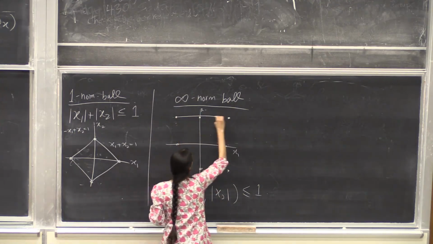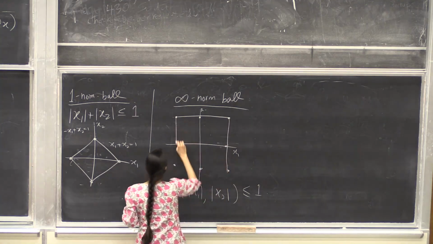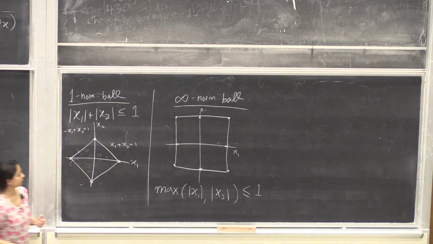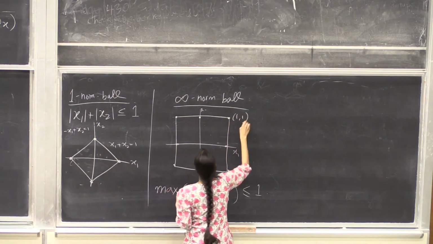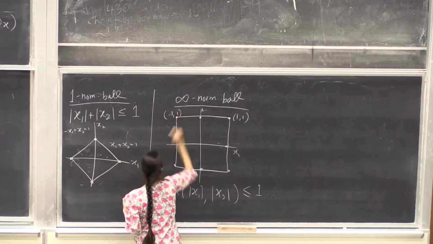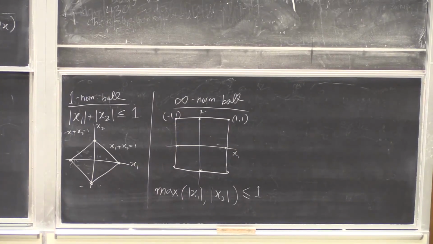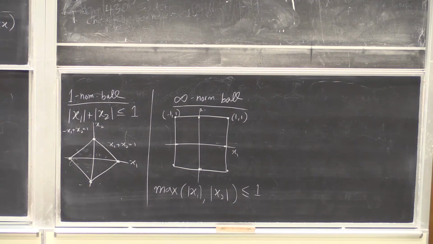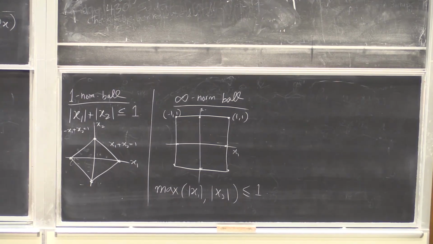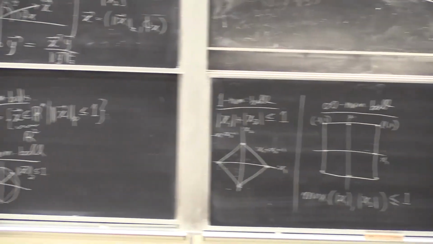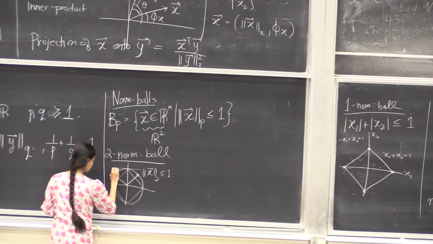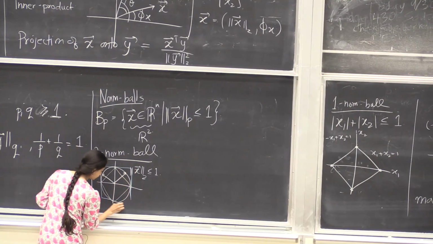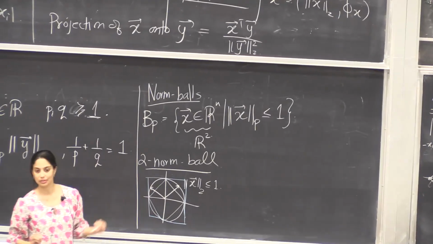So what we have now is this square, where this is 1, 1, this is negative 1, 1, and so on. And now when I think of this in the context of my 2 norm ball, this is on the outside of my 2 norm ball, and it's tangent to my 2 norm ball at all of these points.